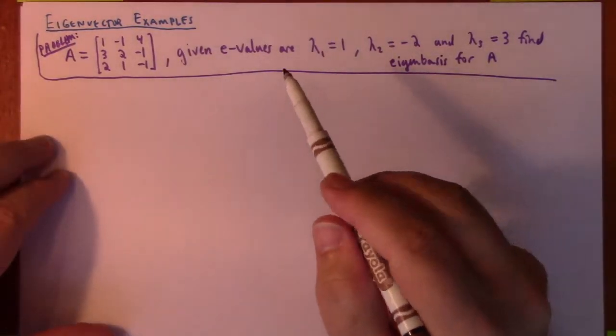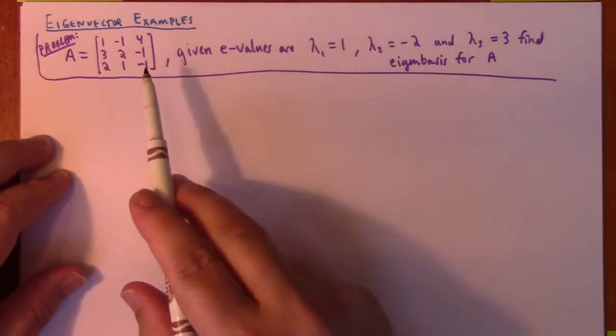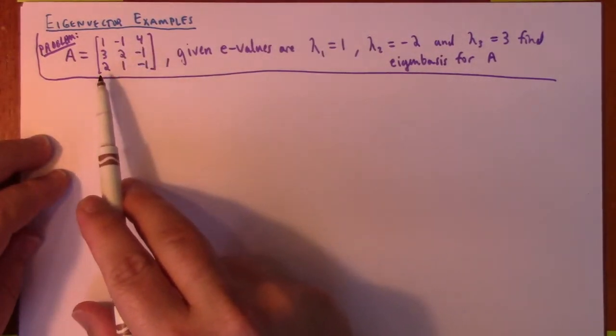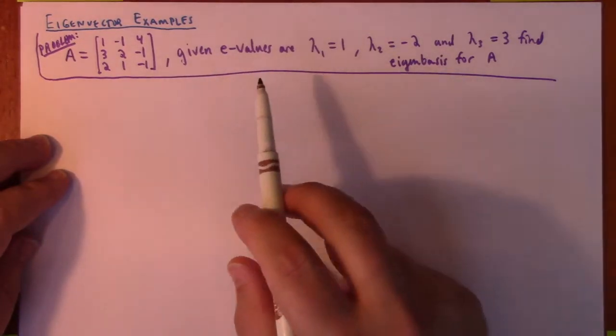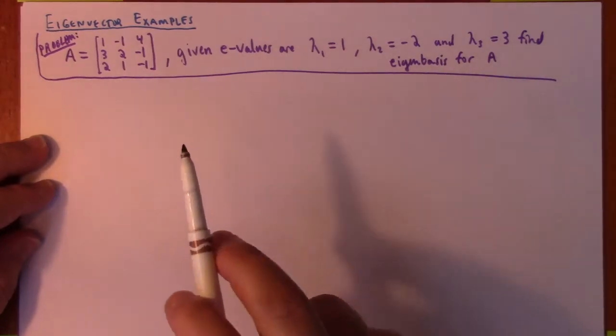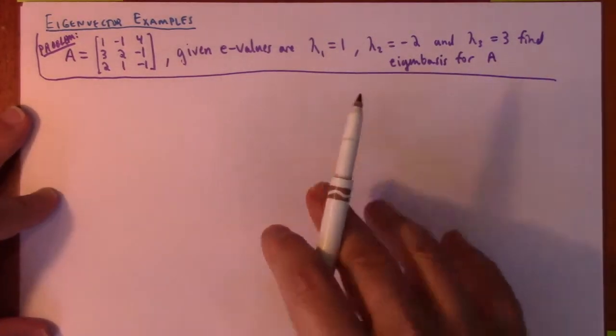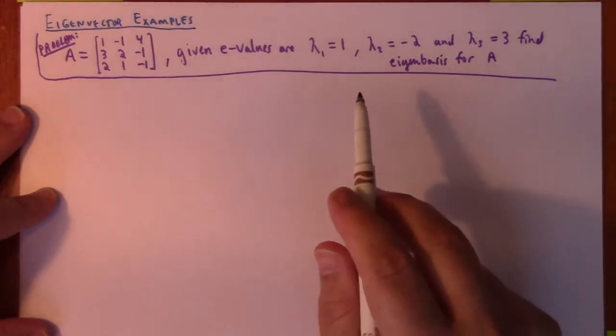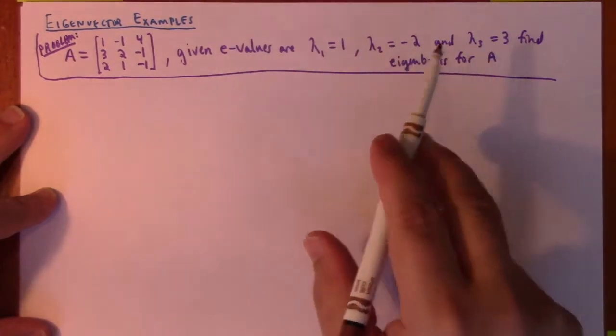Okay, so this is the given problem. As you can see, the matrix is 1, minus 1, 4, 3, 2, minus 1, 2, 1, minus 1. And I'm going to give you that the eigenvalues are 1, minus 2, and 3. So already I made the problem easier because I told you what the eigenvalues were to start with. Alright, so how do we find eigenvectors now that we already know the eigenvalues?